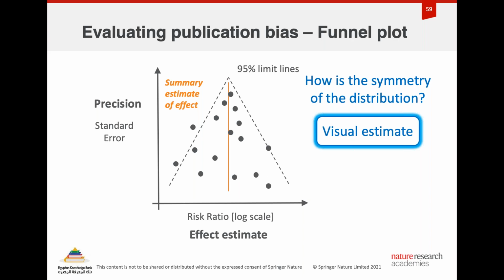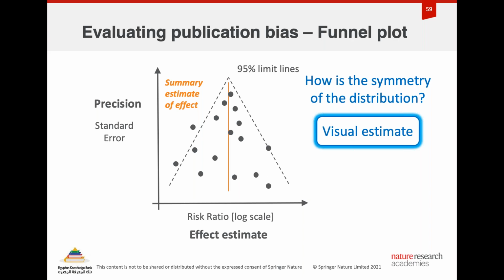Now for a funnel plot, let me explain what you're looking at. On the x-axis, you're looking at the risk ratio, which is going to be, of course, a log scale. And then on the y-axis, you're actually looking at the standard error, which is a measure of precision. But what's a little bit confusing about funnel plots is that it's reversed. So in other words, 0 is at the top, and then the numbers get higher as you go down.